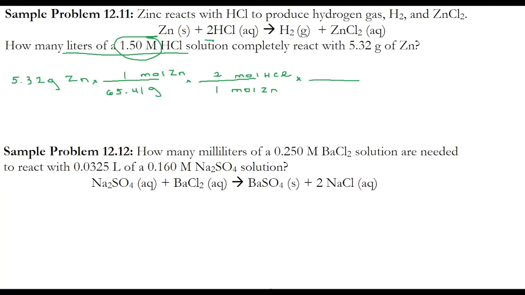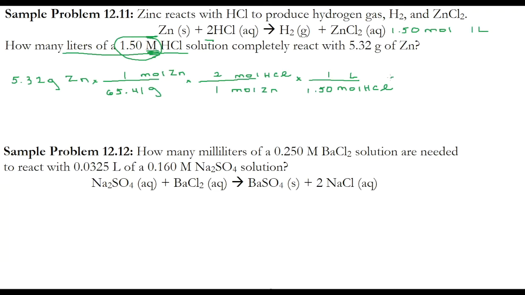Let's look at this problem again. It says how many liters? So I want to get into liters, so I'm going to put liters on top because that's what I'm trying to get into. Notice my grams cancel, my moles of zinc cancel. I need to cancel my moles of hydrochloric acid. So now, since I have moles per liter, just like in the previous problem, moles per liter is molar. However, remember, when I say 1.50 molar, what I'm saying is I have 1.50 moles of hydrochloric acid for every 1 liter. So I'm going to put a 1 here, and I'm going to put my 1.50 moles here.